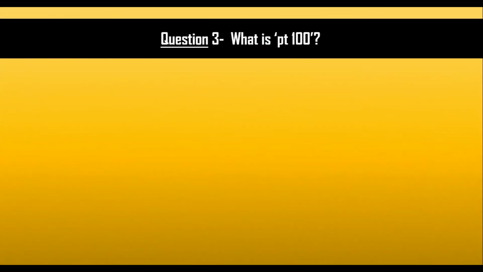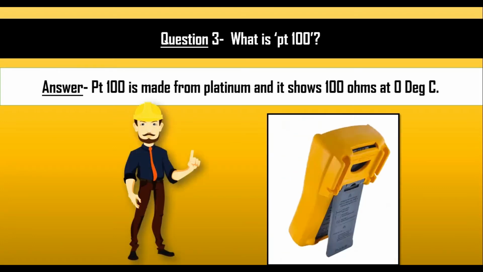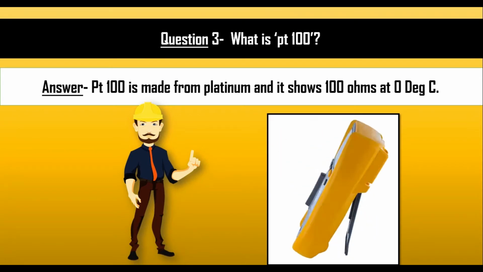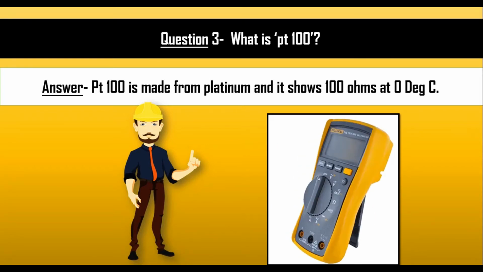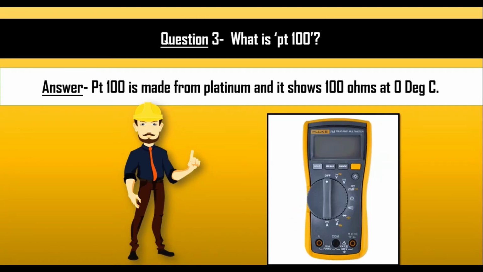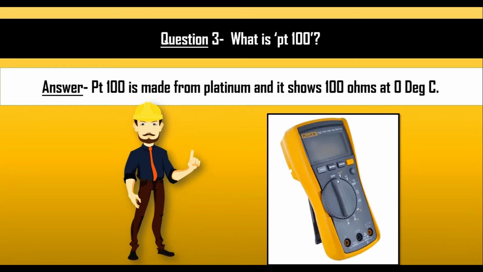Our third question is, what is PT100? And the answer is, PT100 is made from platinum and it shows 100 ohms at 0 degree Celsius. Here PT100 is made from two words, PT plus 100. Here PT stands for platinum and 100 means 100 ohms at 0 degree Celsius. If we have PT500, it will show 500 ohms at 0 degree Celsius, and PT1000 will show 1000 ohms at 0 degree Celsius.